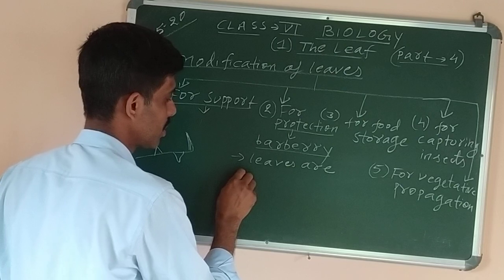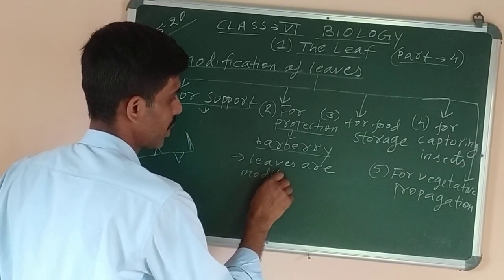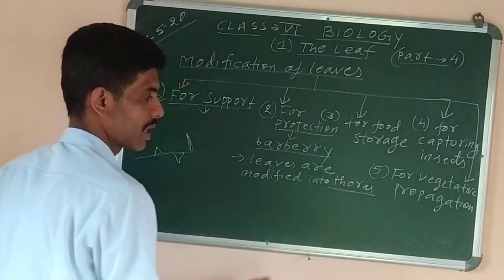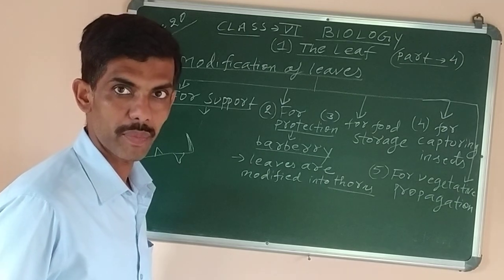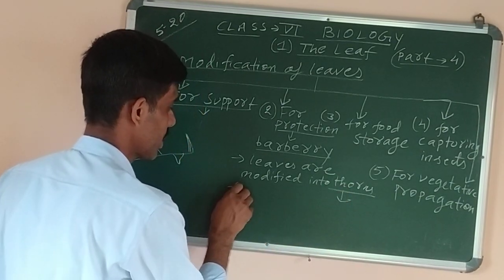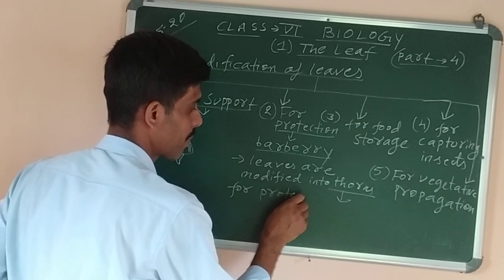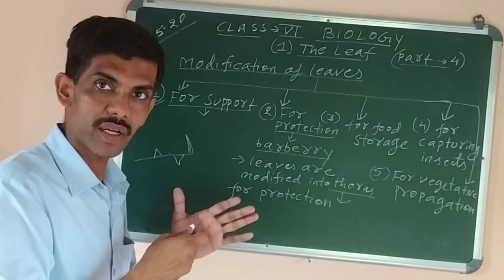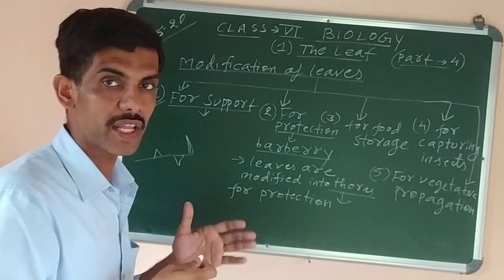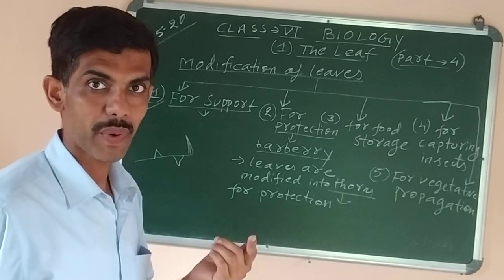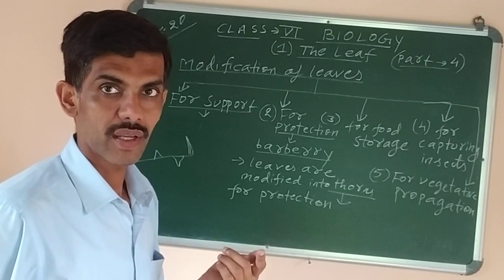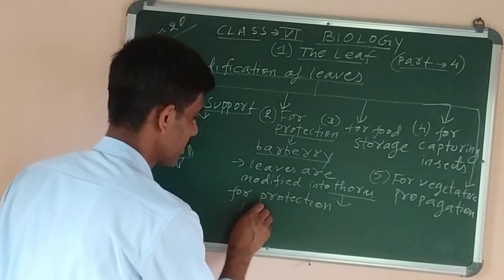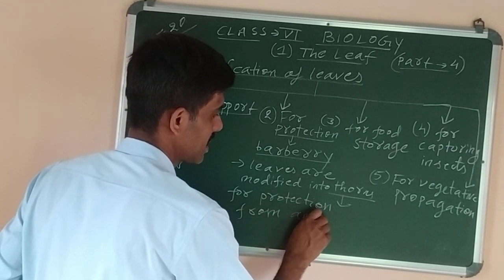In cactus plant also, you know, leaves are modified into thorns. And why is it there? To give protection to the plant from grazing animals. Means if cows, goats and all go to eat this plant, they will get hurt with the thorns. Similarly in prickly pear, the leaves are modified into spines. The spines are also pointed structures which give protection to the plant from grazing animals, means animals which eat them.